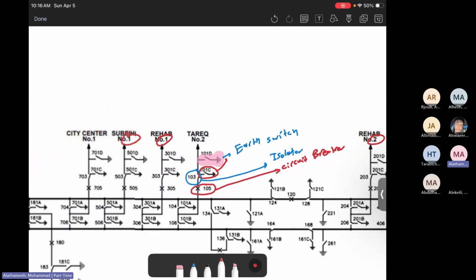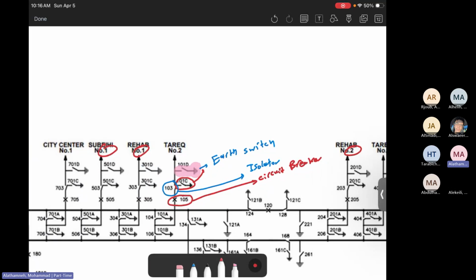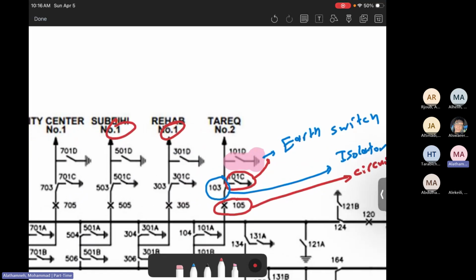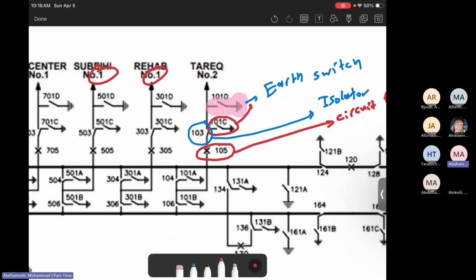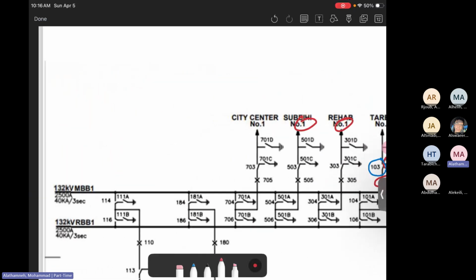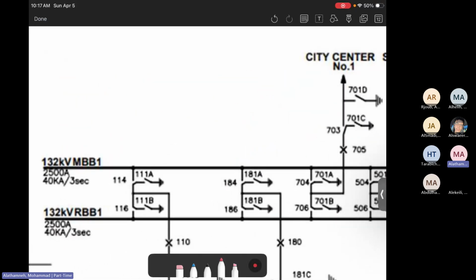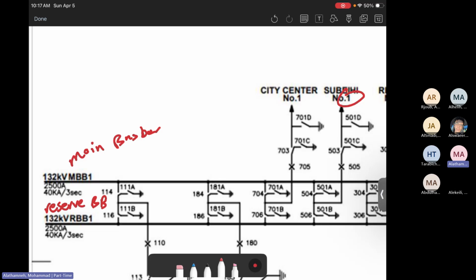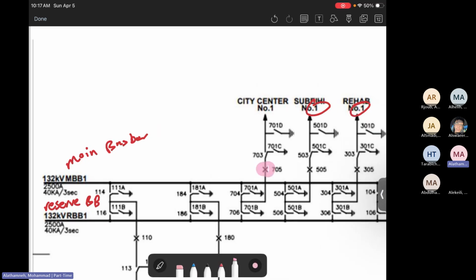When you look at all of the power lines, they all share the same sequence: earth switch, isolator or disconnector, circuit breaker. Then you will see there are two bus bars. The first bus bar is called MBB, which means main bus bar. The second one is the reserve bus bar. It's a double bus bar but single breaker, because only one breaker goes in.